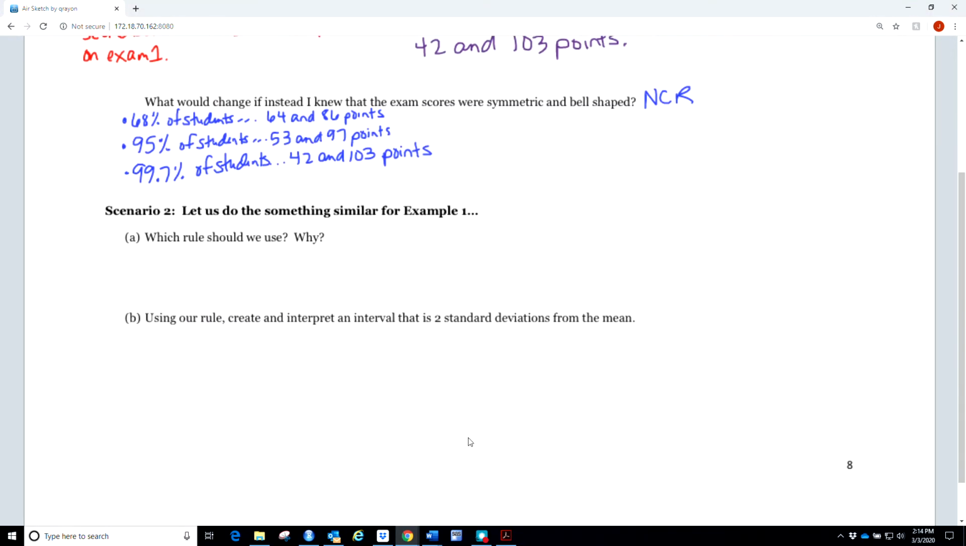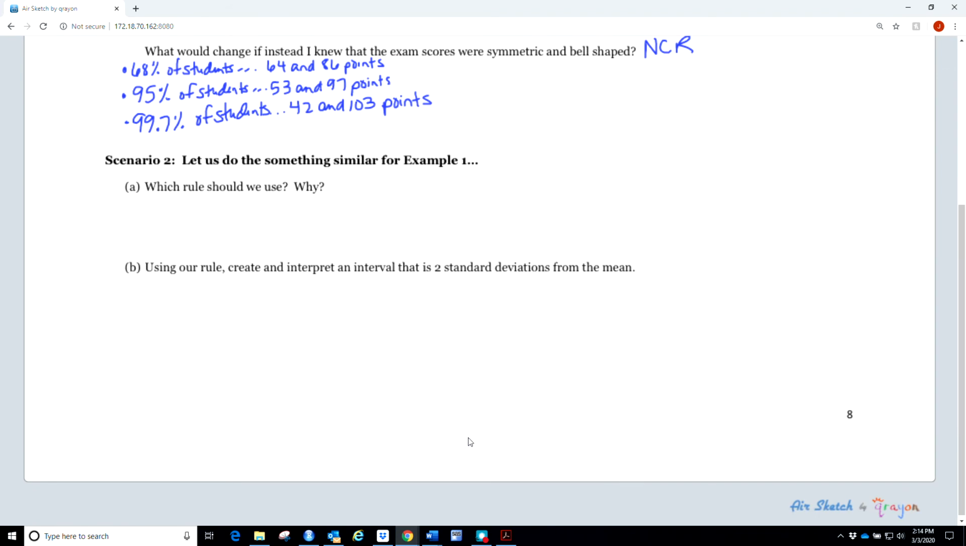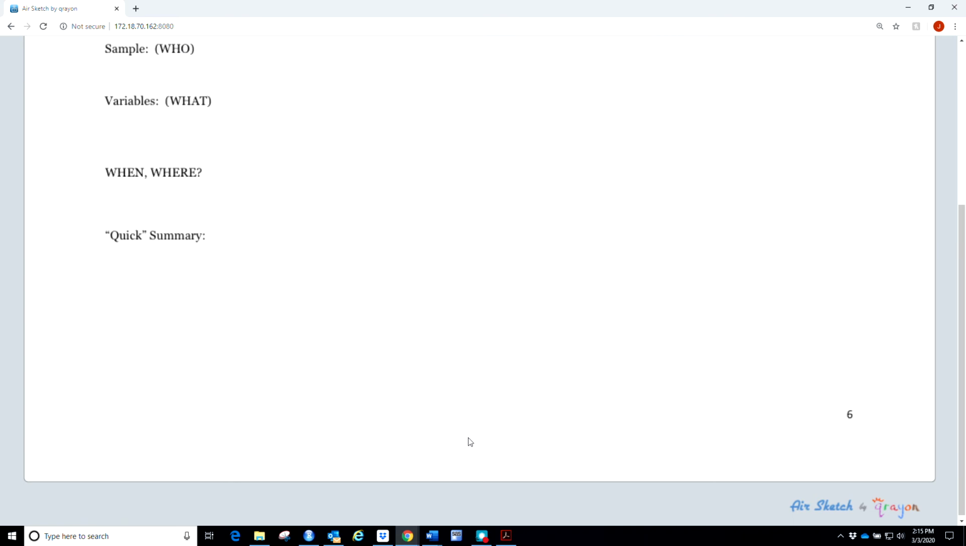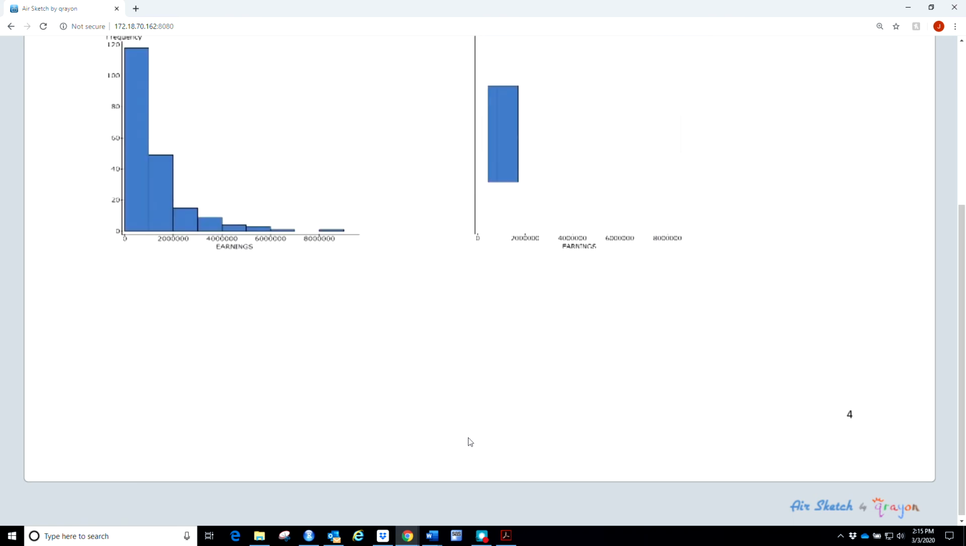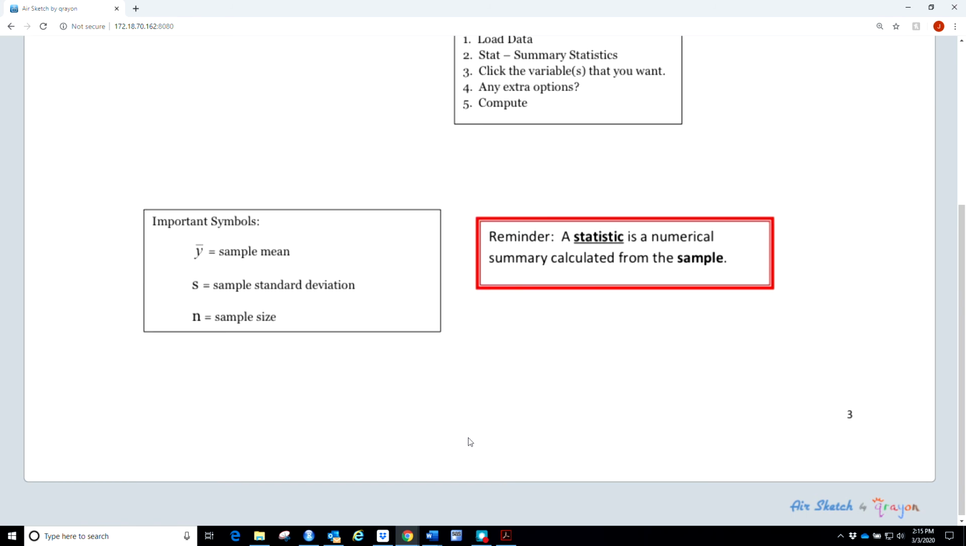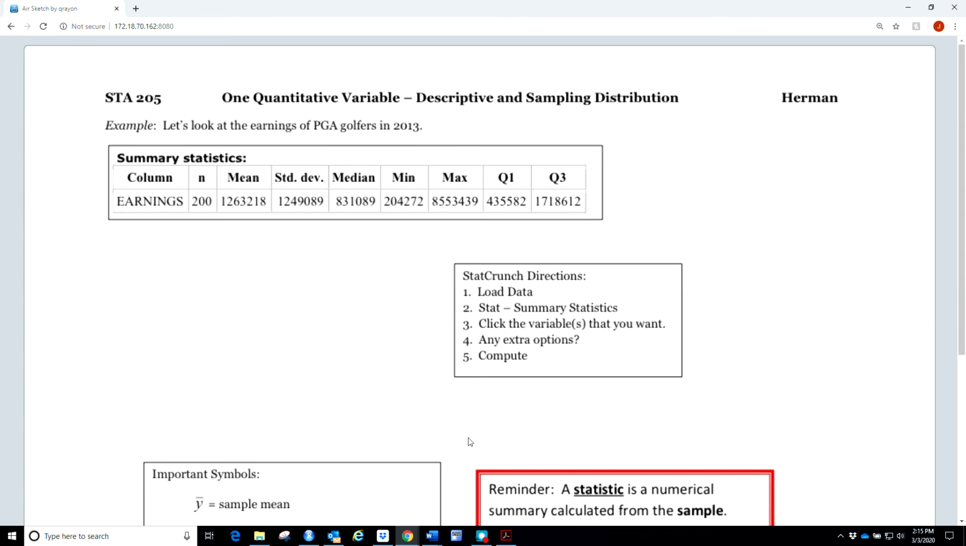All right, so let's try another example. If you want to see how you're doing on the material, you could always pause the video here, try it on your own, and then come back and see. So we're going to be going back to example 1. So let me page back here together for us. So this is our one looking at the PGA golfers.